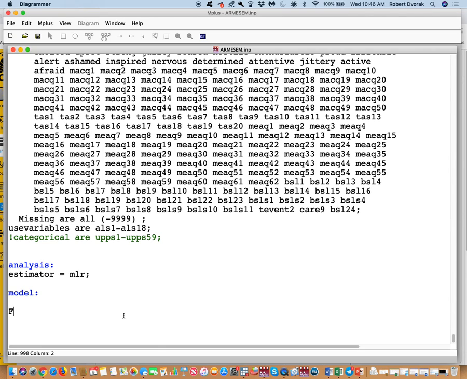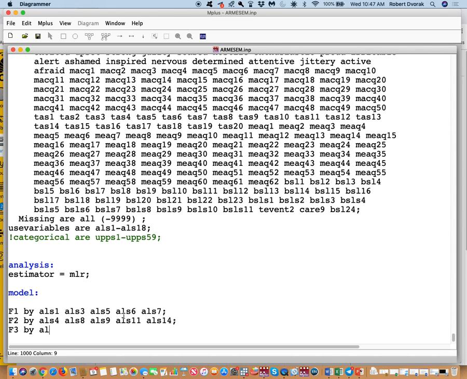Name the latent factor. So we have F1 by, somebody help me out, what are the items in F1? ALS 1, ALS 3, 5, 6, and 7. On 2, 4, 8, 9, 11, 14. Is that it?